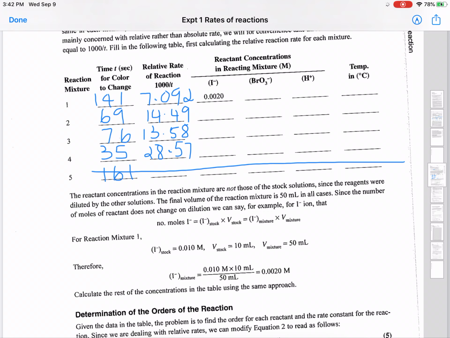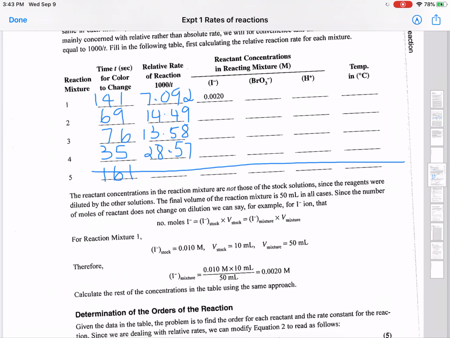So the number of moles, M1V1 equals M2V2. Iodide stock times volume of stock equals iodide in the mixture times volume of the mixture. So the concentration of iodide in the stock solution is 0.01, and the volume we took was 10, and the total volume is 50. So for all our 1 to 4 reaction mixtures, the volume is going to be 50. Okay, so with that in mind, we can find out the concentration of iodide in that reaction mixture when the two flasks mix together. So that is 0.002.